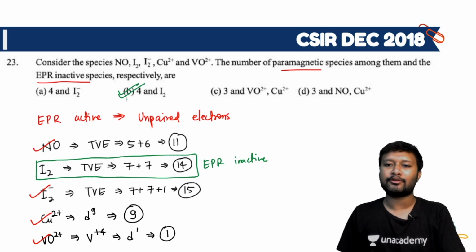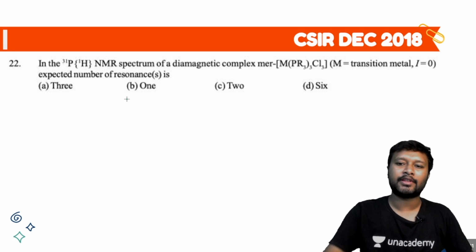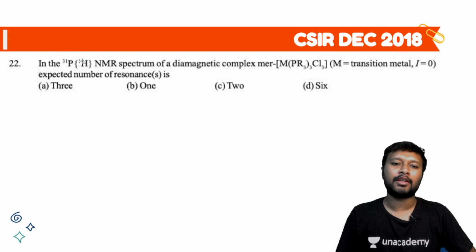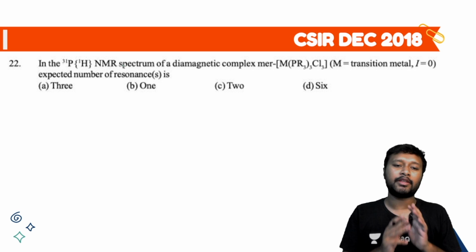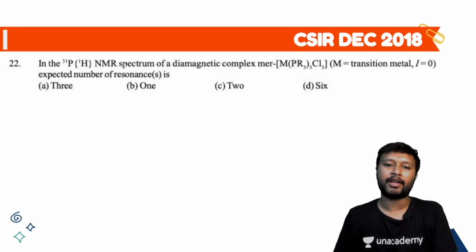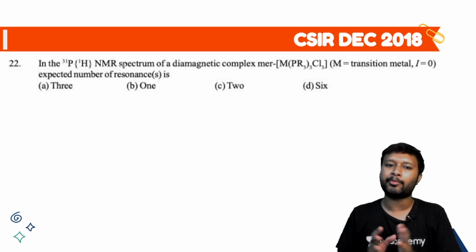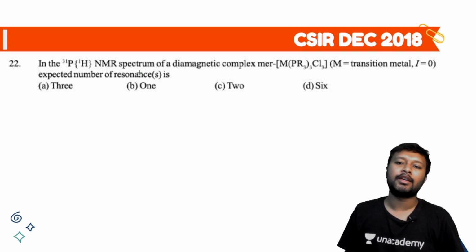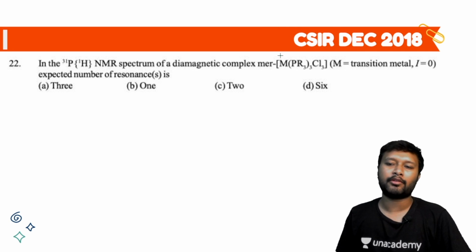Now let's take the next question from the CSIR December 2018 exam itself. The question says that in the 31P{1H} NMR spectrum, what does it mean? It means it's a 31P, that means phosphorus, proton decoupled NMR spectrum. That means hydrogen is not going to couple with the phosphorus over here. The spectrum of the diamagnetic complex, this is a meridional complex which is given to you, M is some transition metal where the I value is 0. The expected number of resonances is, okay, how many resonances will you have in this particular case?